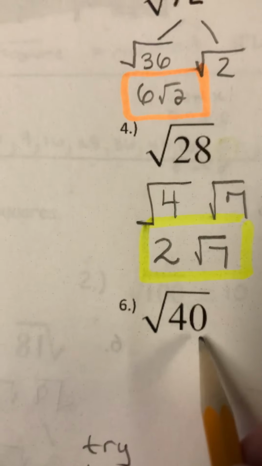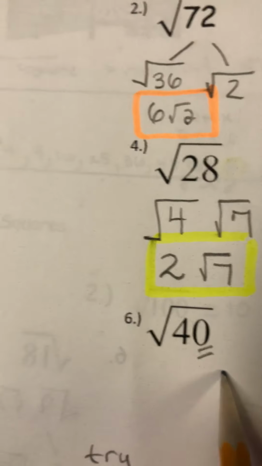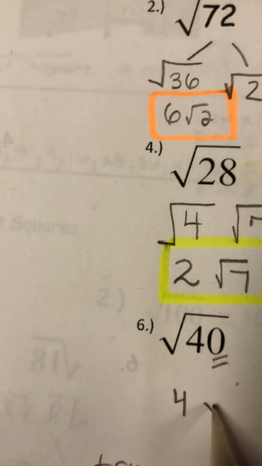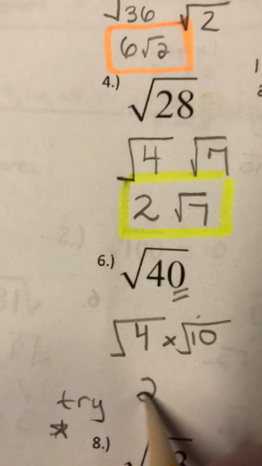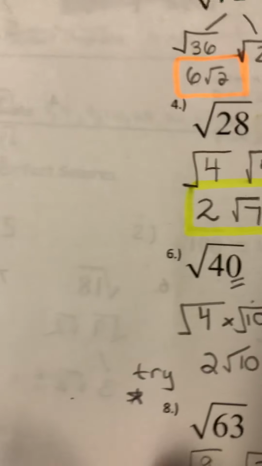Number 40. Hey, ends in a 0, so that means I have a factor of 10. Sure enough, 4 times 10. So if I break it down, the square root of 4 is 2, and the square root of 10 stays.